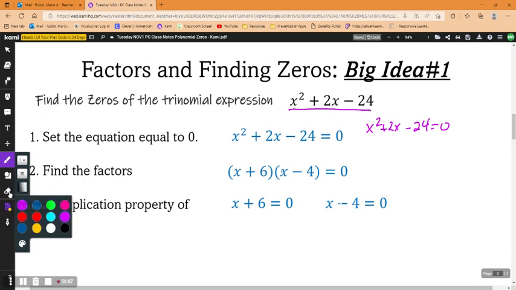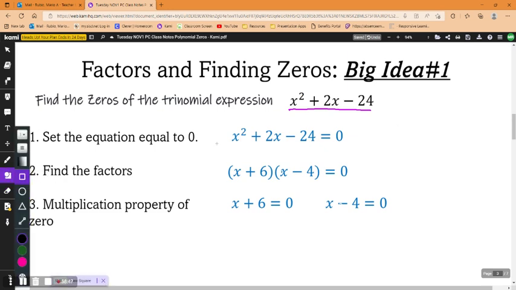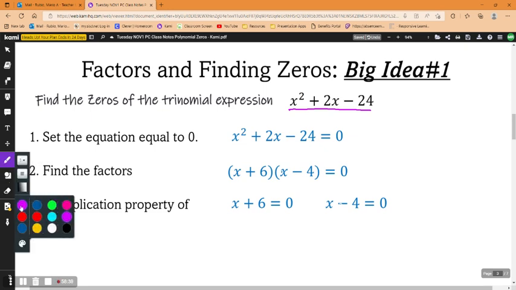We're going to spend some time on factoring and reviewing factoring, but it's going to take us a little bit of time to get there. So to go from here to here and actually get the factors, what we need to figure out is what times what will give us x squared plus 2x minus 24.